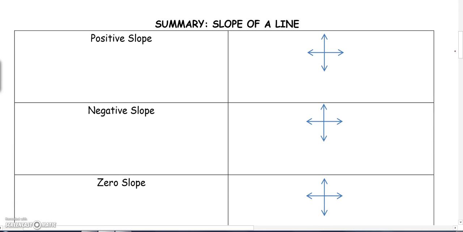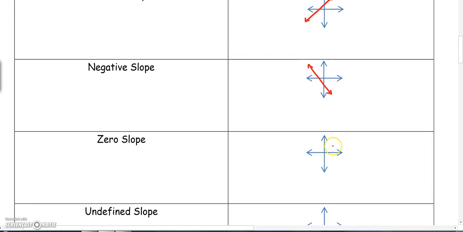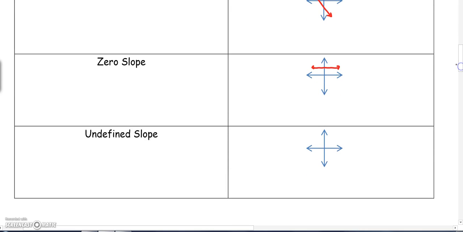As a quick review, there are 4 types of slope. The first type is a positive slope. Positive slope means our line is rising from left to right. Negative slope means our line is falling from left to right. Zero slope means that we have a horizontal line. And undefined slope means we have a vertical line.